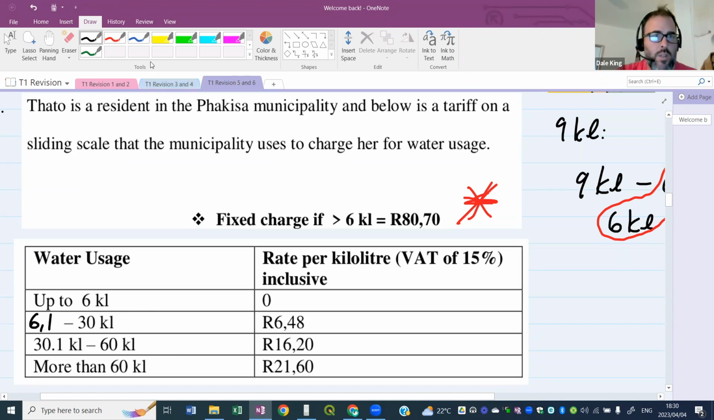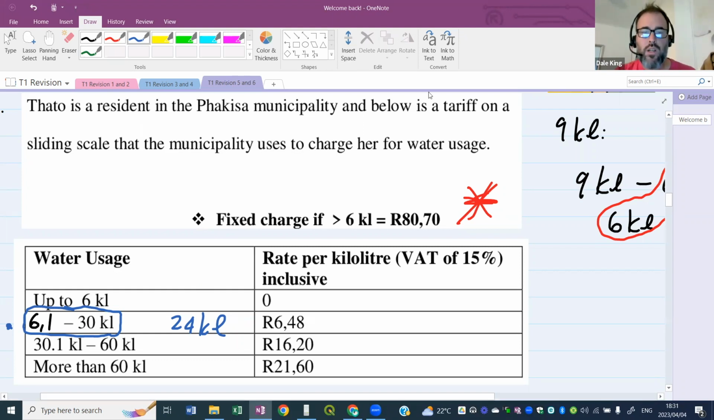If we look inside this bracket here, the second bracket, this is the one we're looking at. We're going from 6.1 to 30 kiloliters. We've got roughly, I'm saying roughly because we've got decimals there, roughly 24 kiloliters of water in there. We've only got 3 left. So we're not going to go through this bracket into the next one. You have to have a total of more than 30 kiloliters to go into the next one. So we only have 3. So we're going to stay somewhere in this second bracket.